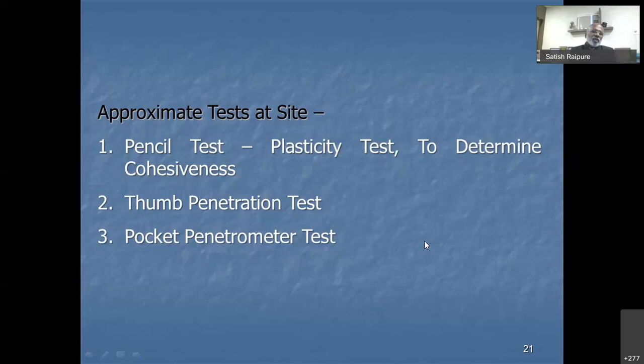Another method is the pocket penetrometer test. It's just an instrument, just like the one for measuring air pressure in tires, and it has a piston. If you press that piston into the soil lump, it will show some readings, and that reading will give you a fair idea about what kind of soil it is.